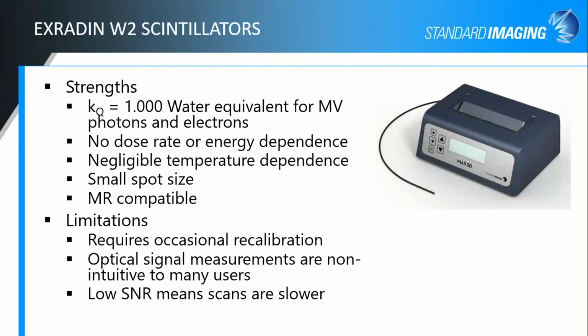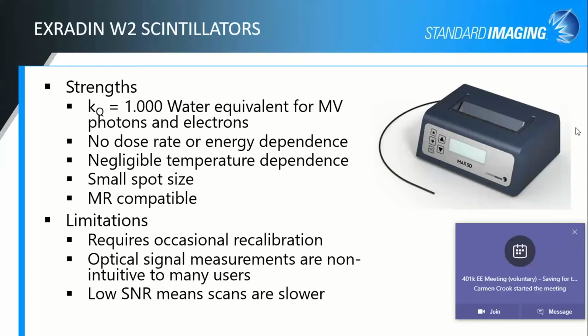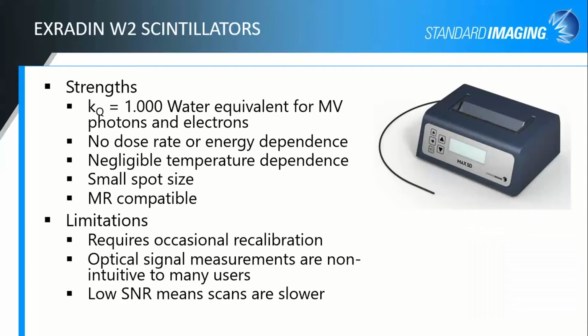It has a negligible temperature dependence, so as long as all of your measurements are at room temperature, that shouldn't affect you at all. It's about 0.1% per degree Celsius. If at some point we get FDA cleared to do on-patient measurements, that sort of thing, then there may need to be a temperature correction. But just for QA measurements at room temperature, that's not needed.